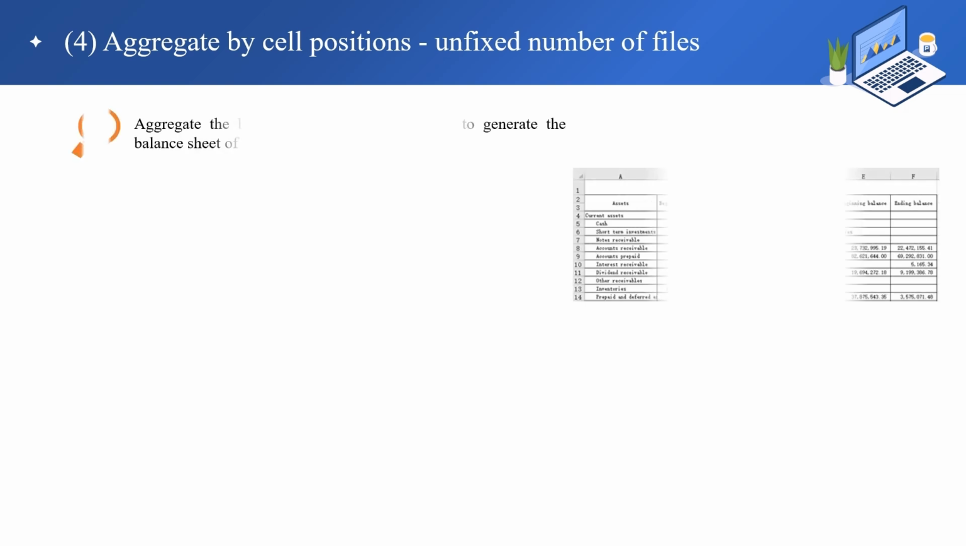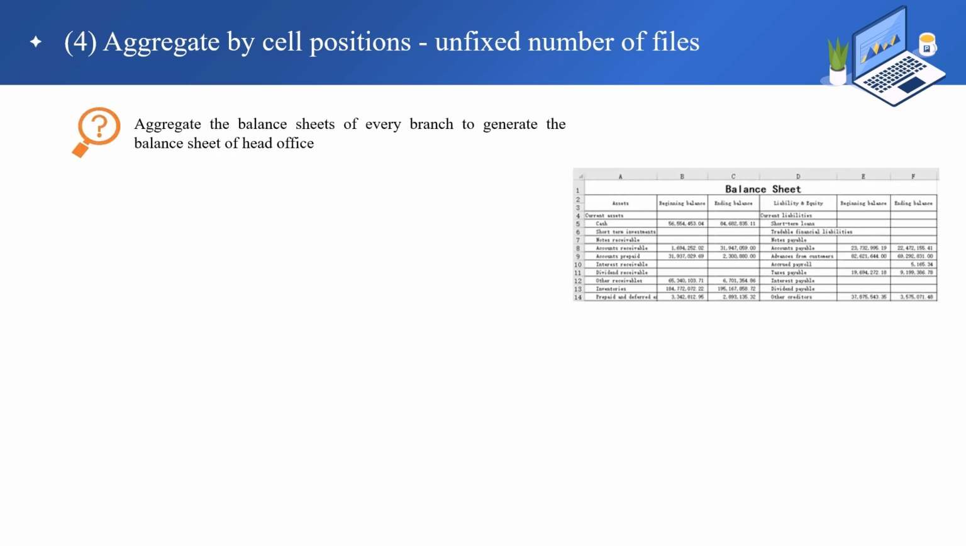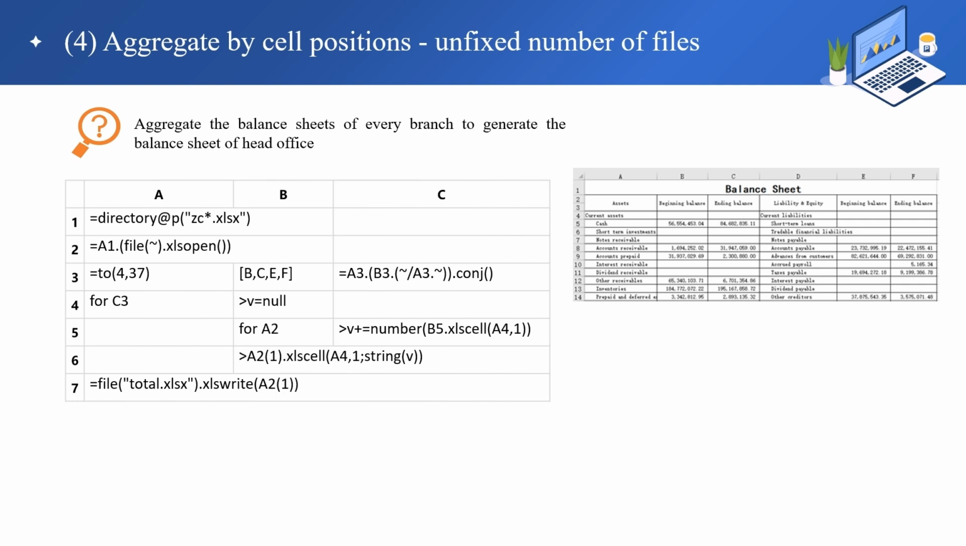4. Aggregate by cell positions and fixed number of files. The head office has received the balance sheets from every branch, of which the table of a certain branch is shown in the figure. There are 37 rows in total, but only 14 of them are shown in the figure. Now we need to aggregate the balance sheets of every branch to generate the balance sheet of the head office. In this example, it needs to read the values of corresponding cells in multiple files for aggregation. Now let's write the script.